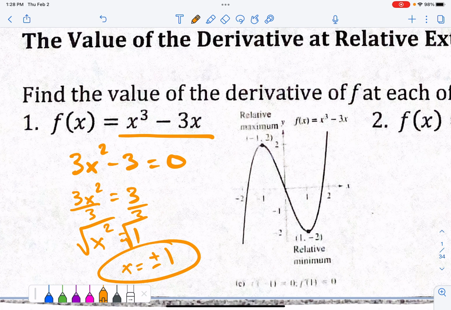Now, why do we set it equal to 0? Because at 0, the slope is 0 at that point. The derivative, or the slope of the tangent line, is 0 at that point.